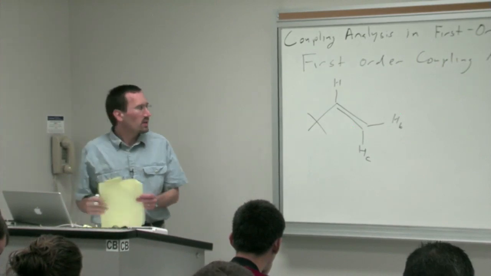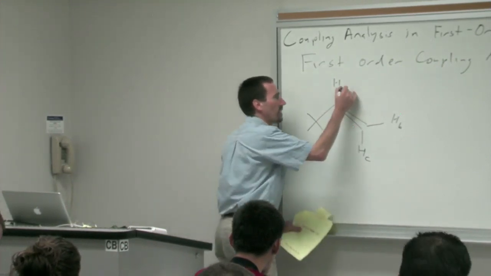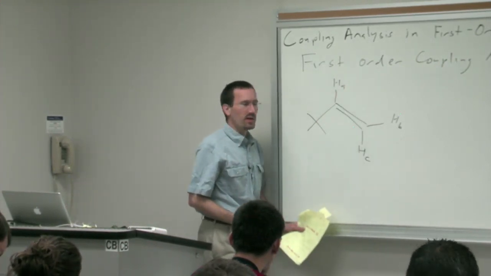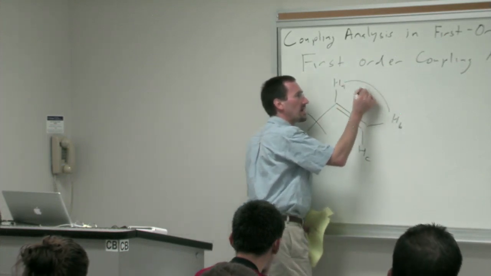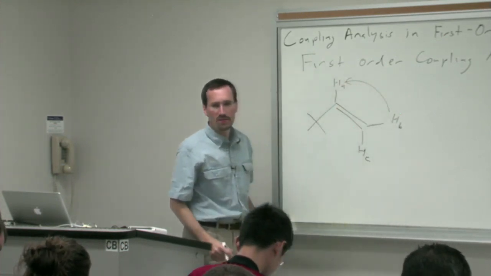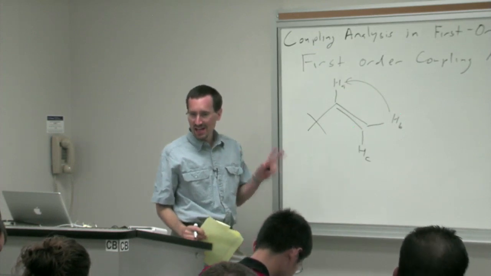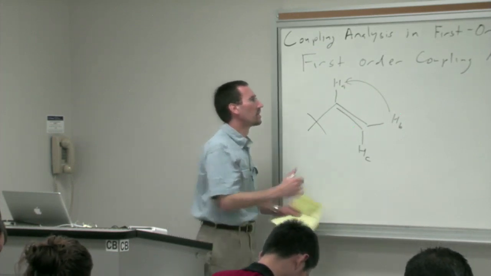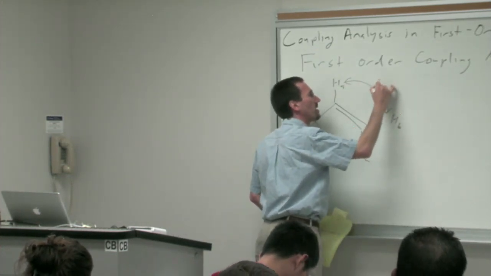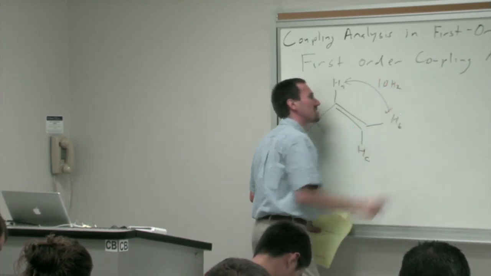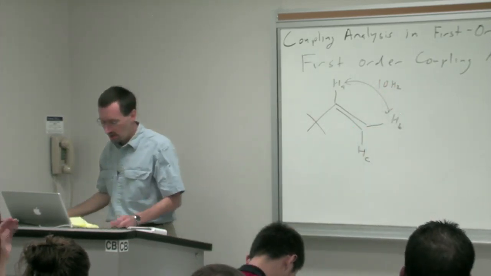In alkenes, your cis couplings are on the order of about 10 hertz. I gave you a range of numbers, and I said if you want to keep one number in your head, 10 is a good number to keep in your head. So we would expect about 10 hertz.